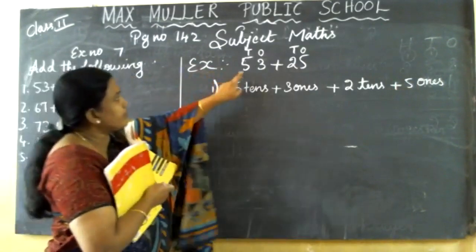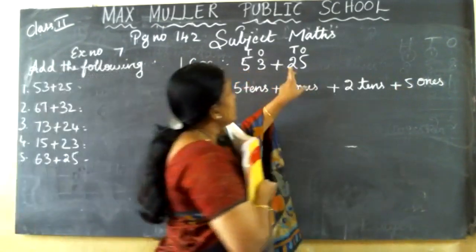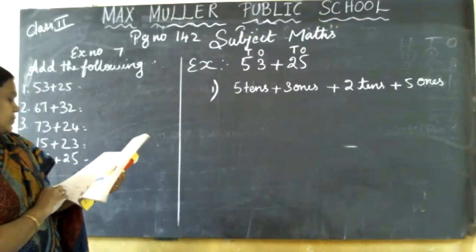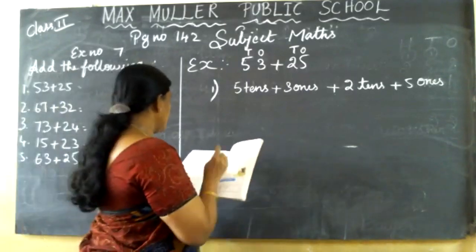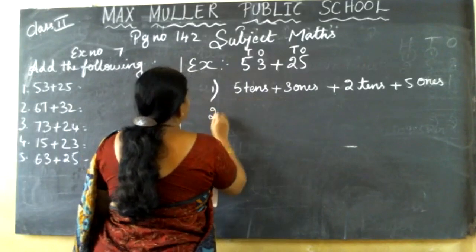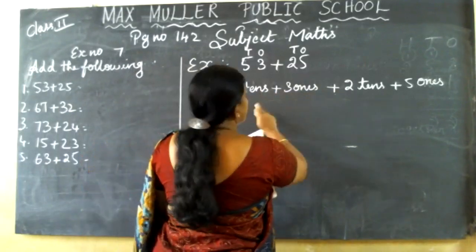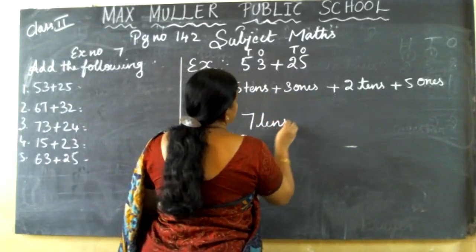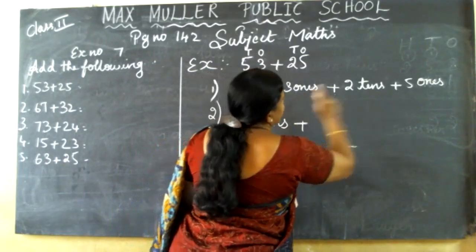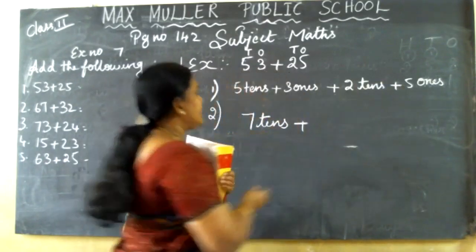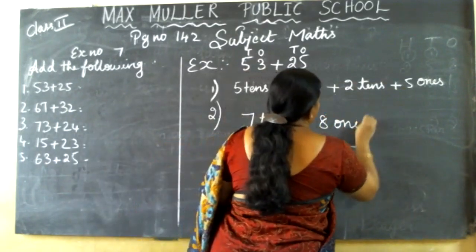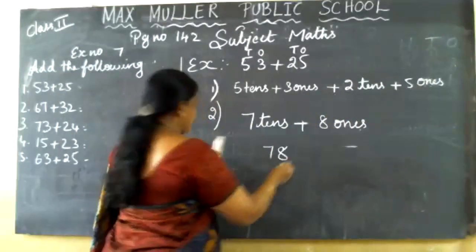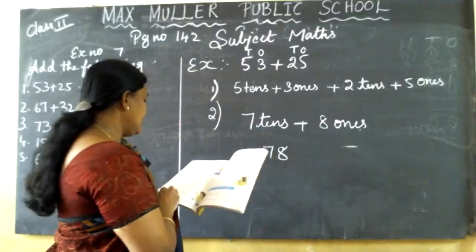You want to see, right? 53 means 5 tens, 3 ones, plus 2 tens, plus 5 ones. Next, 5 tens plus 2 tens, plus 3 ones plus 5 ones. Now you want to add these. 5 plus 2, tens you want to add. 5 plus 2, how much? 7. 7 tens. Now you want to add ones. Here 3 ones, here 5 ones. 3 plus 5, 8 ones. Now you want to add 7 tens and 8 ones. So answer is 78.